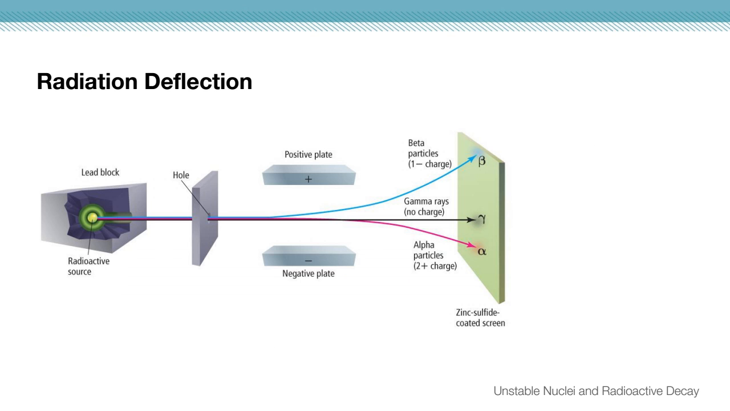So this is just a little illustration that shows you the charges of each one of those. The beta particle is going to have a charge of -1, so it's going to be attracted more to the positive plate. The alpha particles are going to have a charge of +2, so it's going to be more attracted to the negative plate. And the gamma rays are neutral, so it'll go straight down.